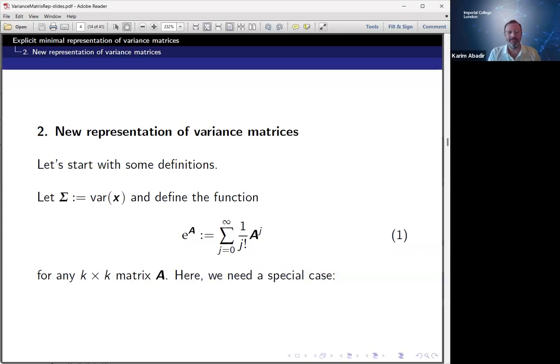So let me start with a few definitions. Let's define sigma to be the variance matrix and define the matrix exponential function as the usual infinite series. In practice, you don't need an infinite series. You need a polynomial of order k minus 1. We go through that calculation using Jordan's decomposition in the matrix book with Magnus in 2005. But here we need a simpler case of this matrix function.